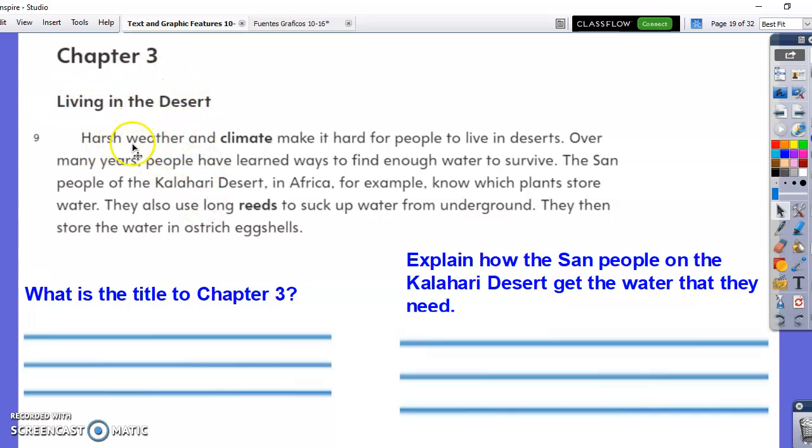Chapter 3 says, the first questions I have on this page, you can pause it. I'm not going to spend a lot of time on this, but this is what I'm going over in the class. What is the title of Chapter 3? Just remember that the titles are in bold print, as are the vocabulary words on each page. And then explain how the sand people on the Kalahari Desert get the water that they need. That information is here at the bottom of this paragraph. It's actually the last 2 sentences, but again, this is the work that the kids will be doing in class.